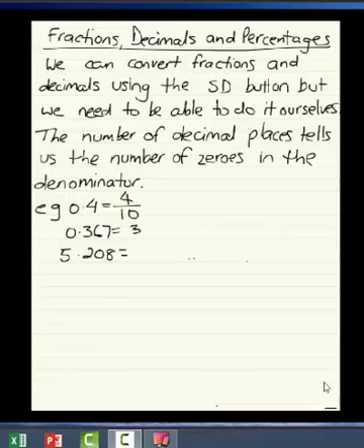0.367, well, we keep our 367 as our numerator, and our denominator has 3 zeros. 5.208, two ways we can do this. We can have our mixed number, so 5 and 208 over 1,000, or we can write it as an improper fraction, which to be honest is going to be more use to us in this course. 5,208 over 1,000.